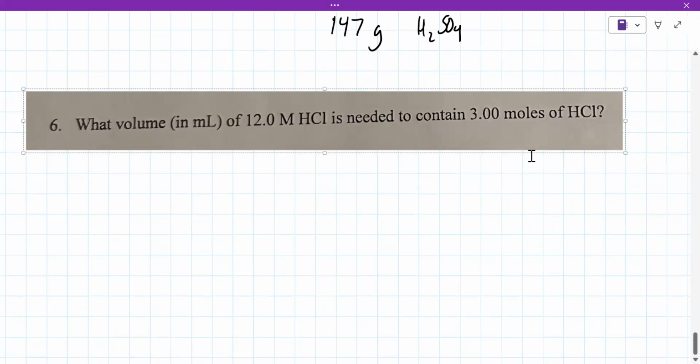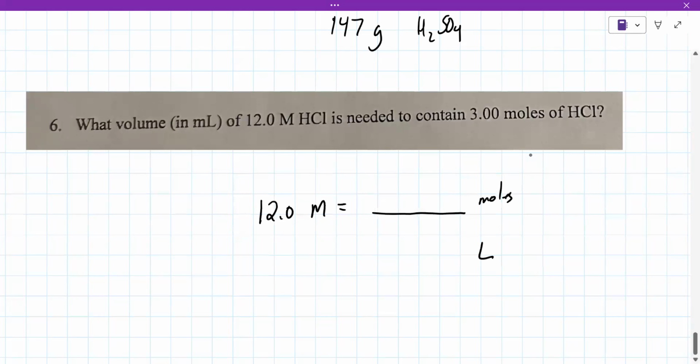A couple more problems here. It says what volume in milliliters of a 12 molar HCl solution is needed to contain 3 moles of HCl? So you start with the 12.0 molar, and it's moles on top, liters on the bottom. They tell you it's 3 moles, and you have to find the number of liters.